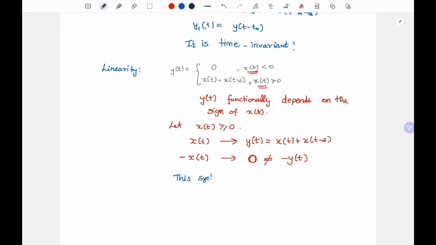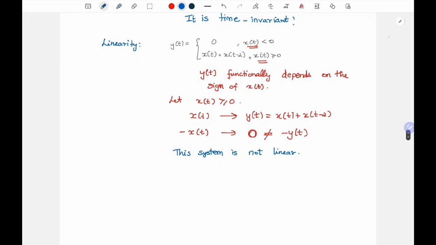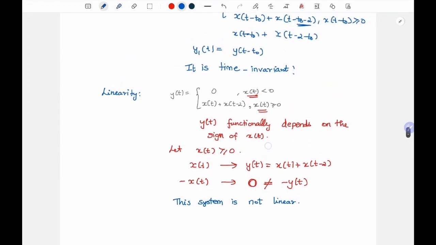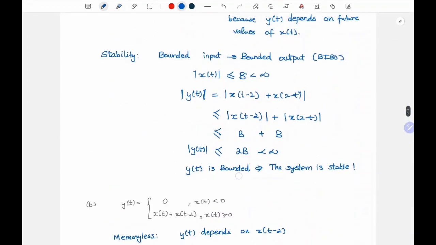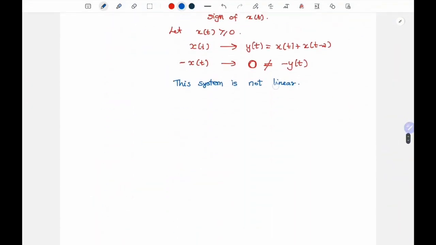This system is not linear. So sometimes you might also need to think out of the box to solve a question faster, right? Intuitive thinking. So next is causality and stability.